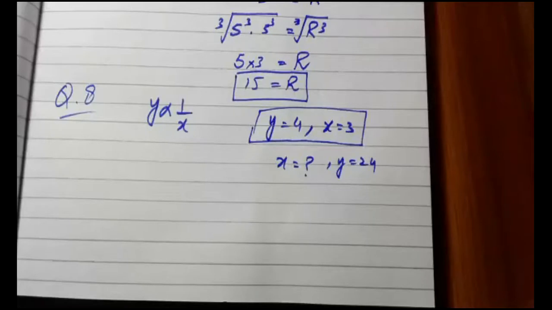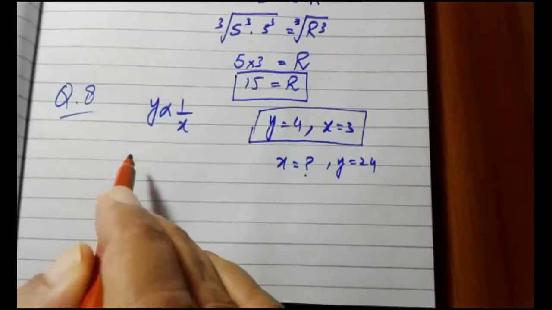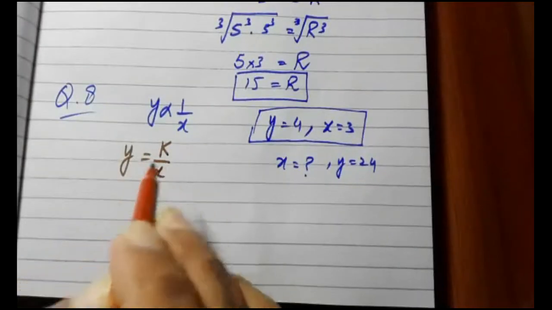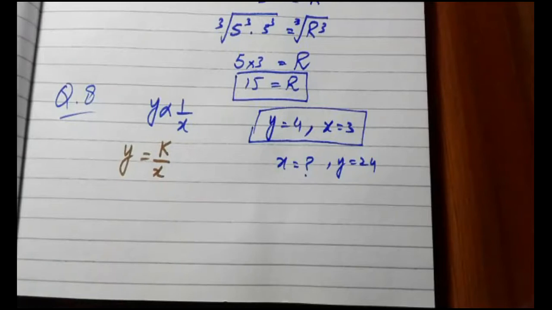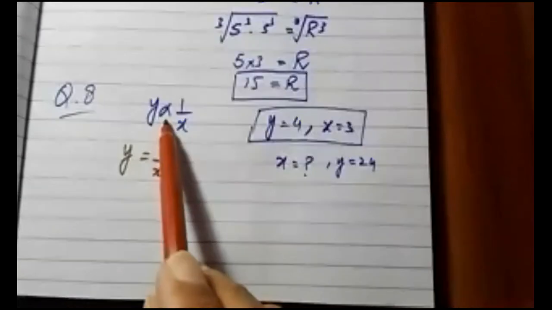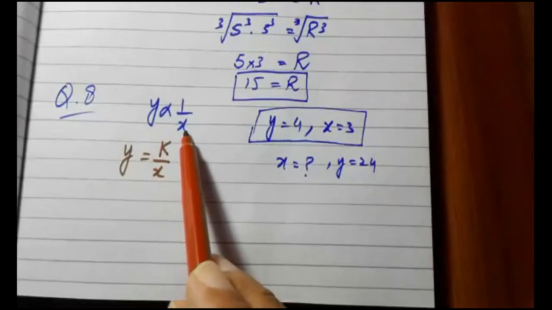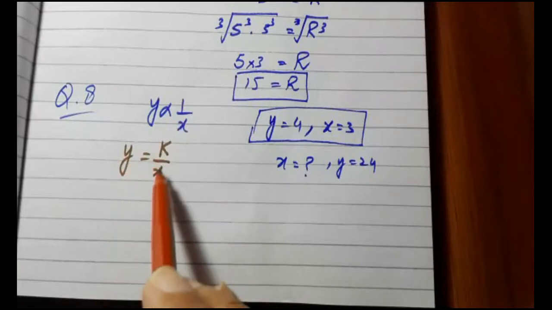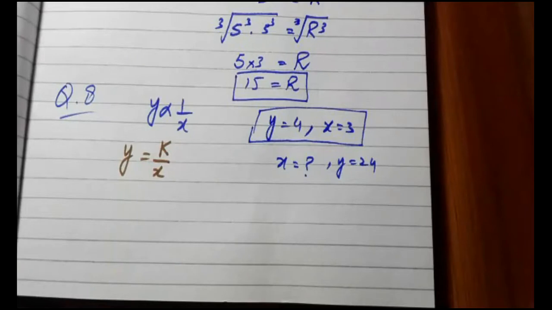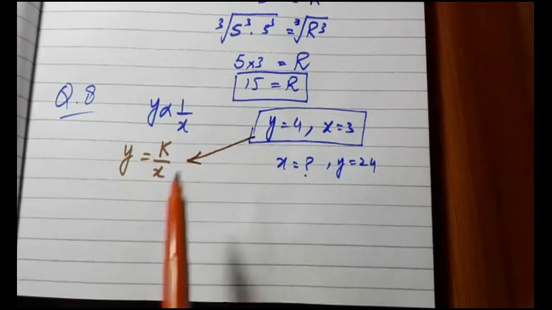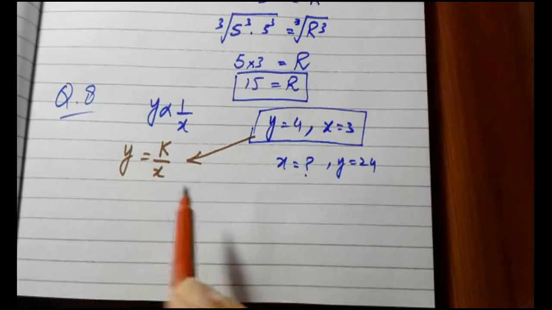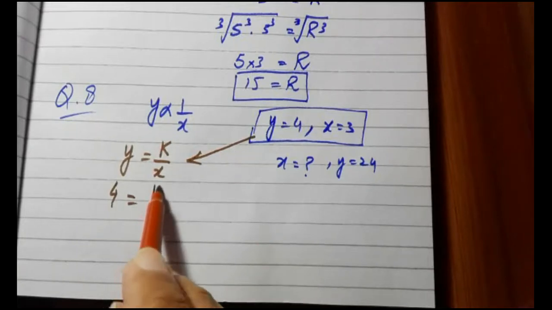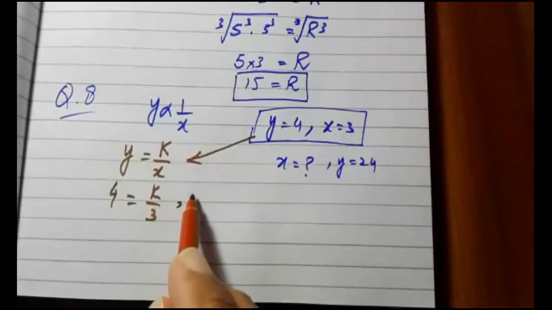In the first step you will write y is equal to k over x. Please listen to me carefully. In the first step you have to remove the sign of proportionality and write k over x, because x is in the denominator due to the inverse variation. So we write y is equal to k over x, with k in the numerator, not the denominator. Then you use this pair to find the value of k, as we have done before. Substitute the value of y, that is 4, and x, that is 3: 4 equals k over 3. So k is equal to 4 threes are 12.